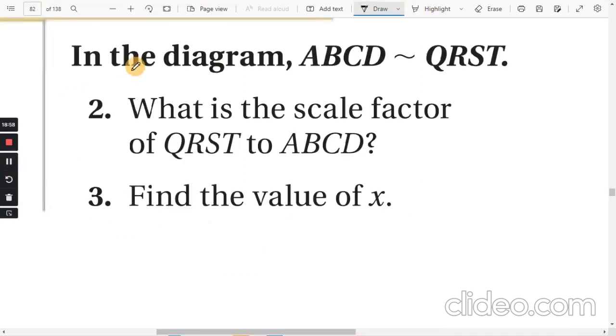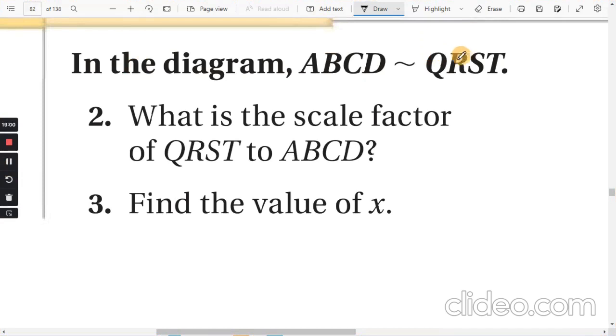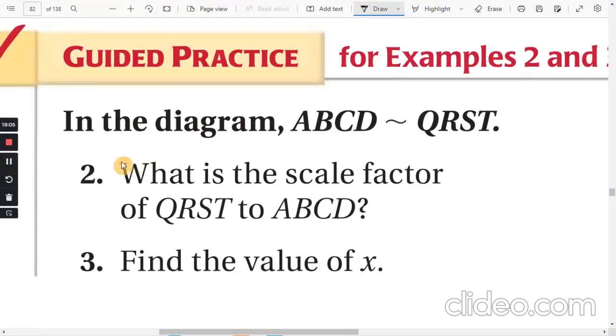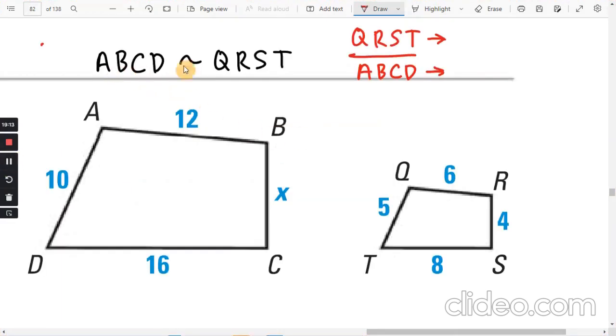All right, please pause and try this one. ABCD, similar to QRST. Let's take a look. All right, so first up, see if you can find the scale factor. QRST in the numerator, ABCD in the denominator. All right, so here's the similarity statement. Here is the fraction setup. You only have to do one pair of side lengths or one fraction to find this scale factor. So please try it.